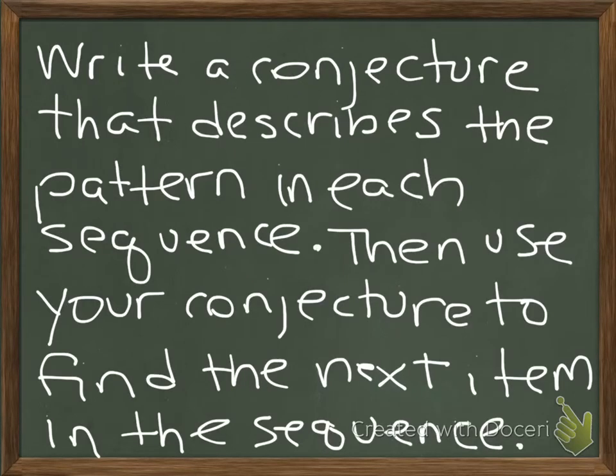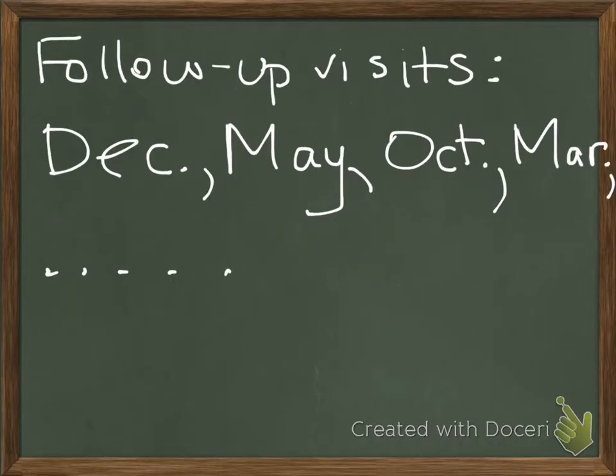So it's going to ask us here to write a conjecture that describes the pattern in each sequence, and you'll see sequences on the next slide. So then use your conjecture to find the next term in the sequence, or the next item in the sequence. So this is talking about follow-up visits, maybe to a doctor or something, and the pattern that we're looking for is going to help us make a conjecture, and it's also going to help us find the next item.